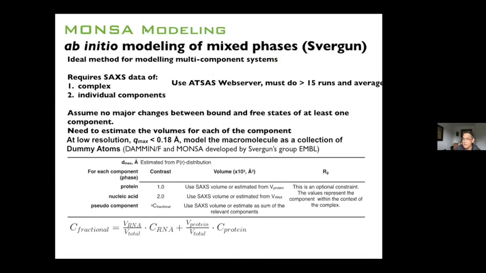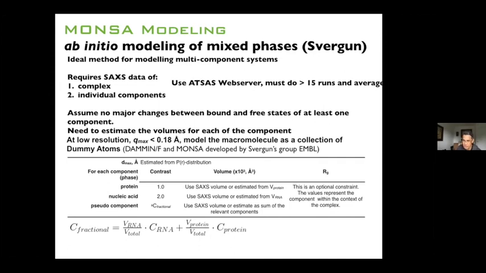The program I do like to use a lot is MONSA, and that's because I think you can actually drive some science behind it, right? This is where you're doing ab initio modeling of mixed phases. And a phase in this case just means, if there's a protein A and protein B, phase A, phase B, that's what it's referring to. So it's some difference and they just call it a phase. What you need to know here is roughly the volume of the phases. So if you're going to be modeling a complex, you want to know the particle volume for each phase or each subunit. This requires SAXS data of a complex and of the individual components.